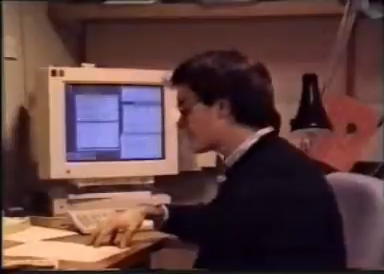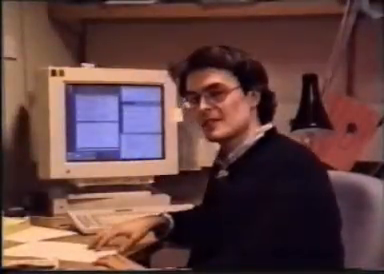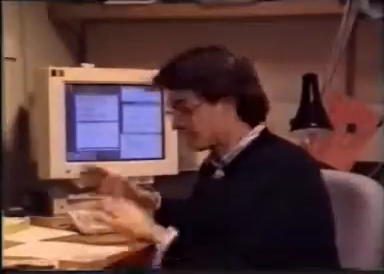But what if we took the opposite approach? What if, instead of making the workstation more like the desk, we made the real desk more like the workstation? We wouldn't need a desktop metaphor because it would literally be a desktop.